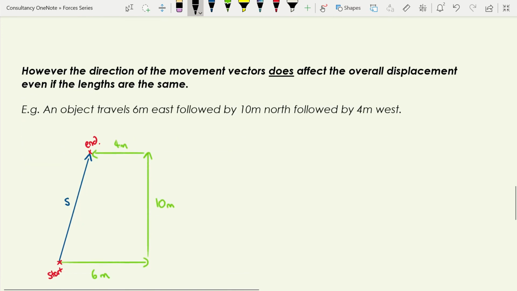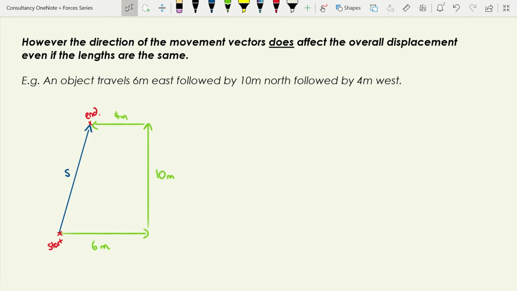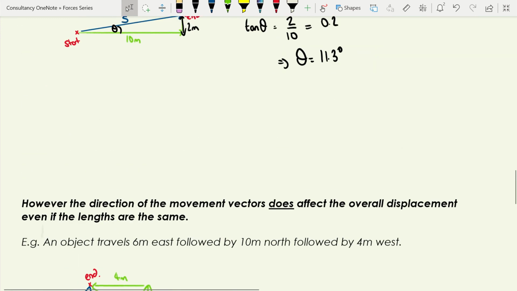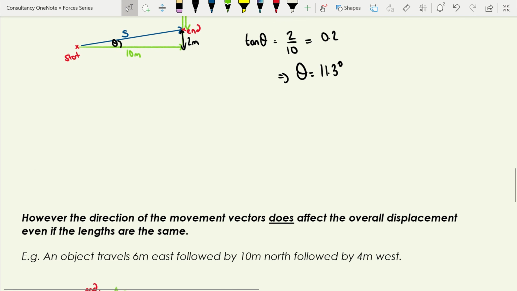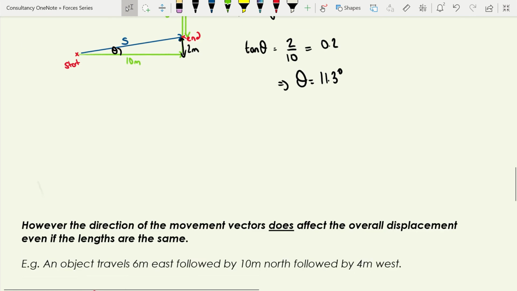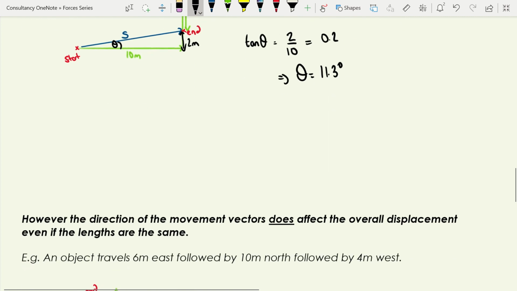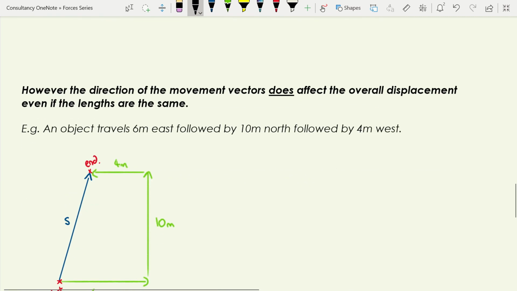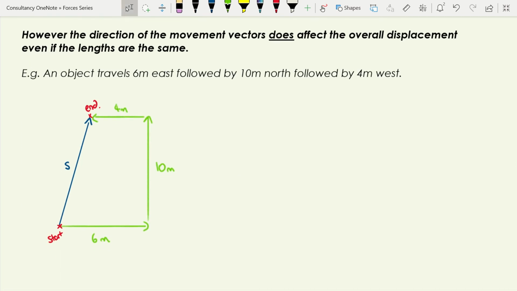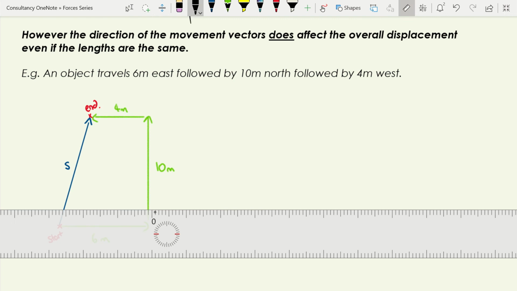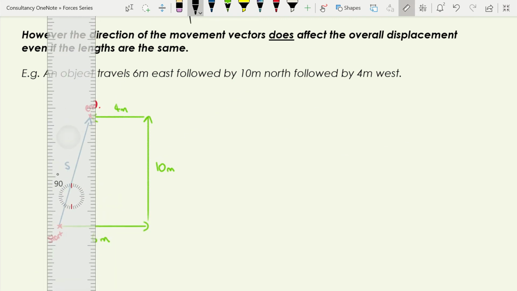However, because displacement is a vector, the direction of movements does affect the overall displacement, even if the lengths are the same. So you can see here, instead of going 10 meters east, we do 6 meters. You see previously 6 meters was north. We're now going 10 meters north instead of 10 meters east, but now we're going 4 meters west instead of 4 meters south. So the lengths are the same, but the directions are different. And if we draw them, you can see straight away it looks different.